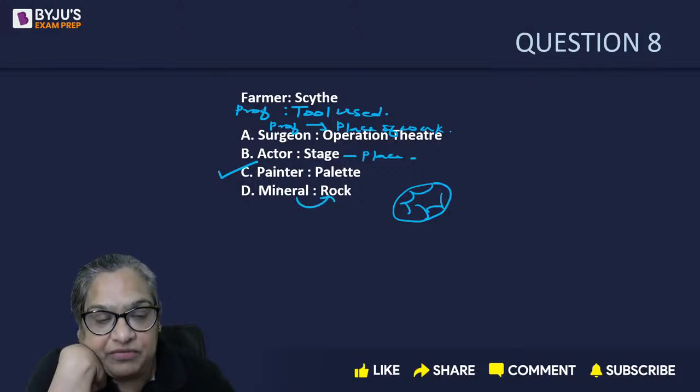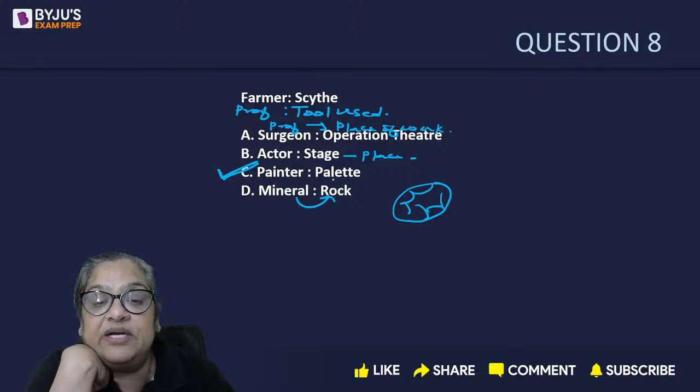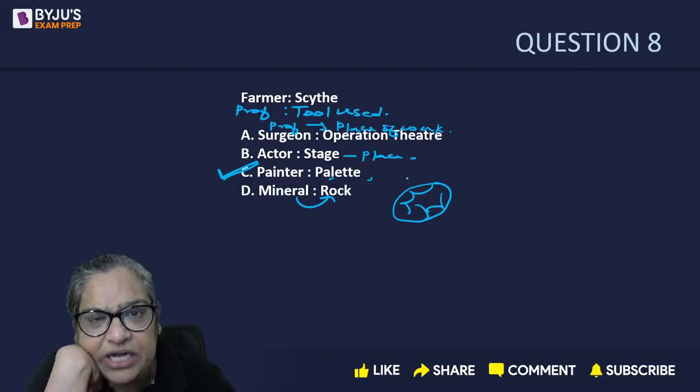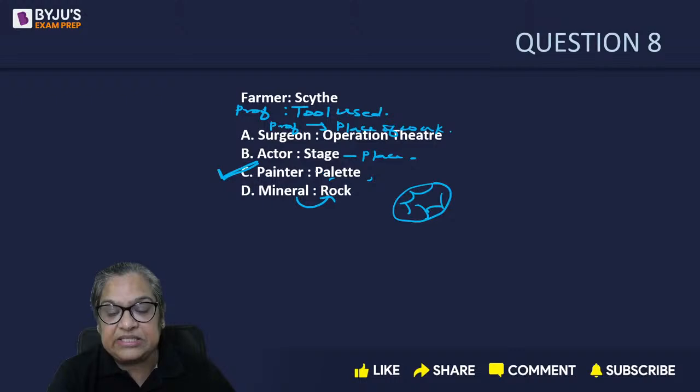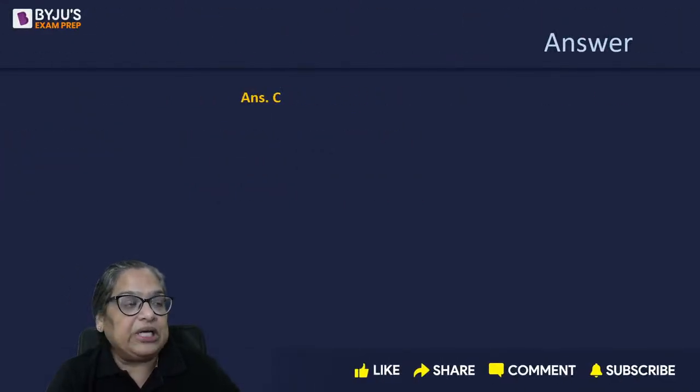Well, rock is part of the mineral. So the correct answer is painter is to palette. Painter is to paintbrush, painter is to color, it could be anything, but here they've given us a palette. Okay, a board on which a painter mixes his colors and uses it while painting. The correct answer is option C.